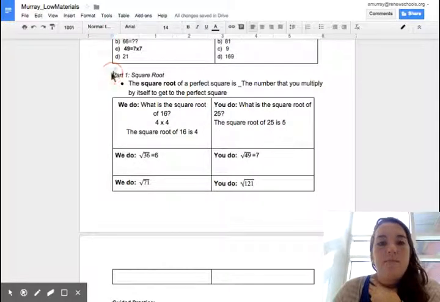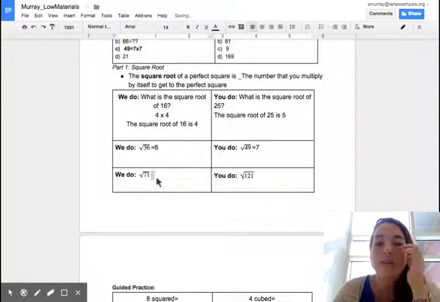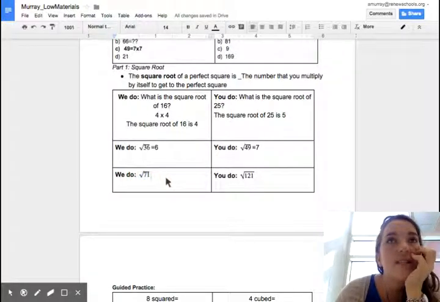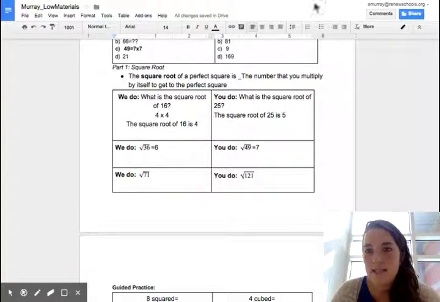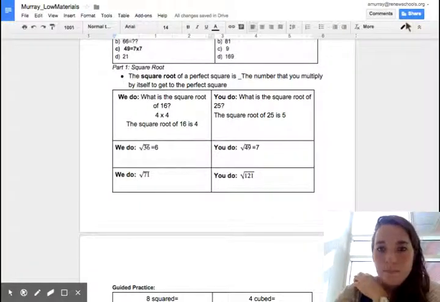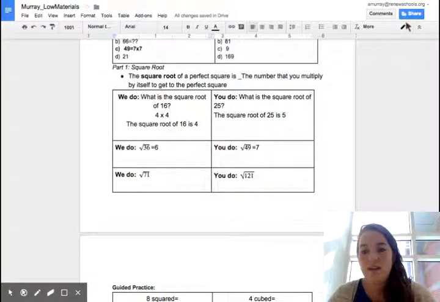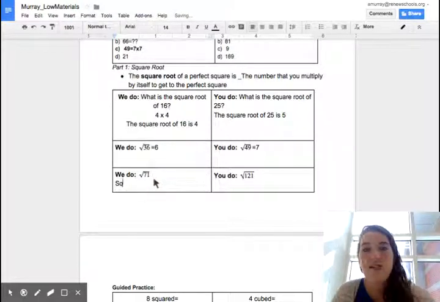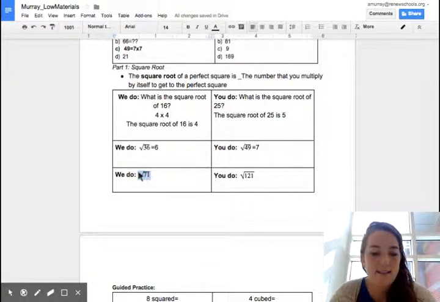We have 2 more problems for this video. For these 2 problems, is 71 a perfect square? No, it's not. So we don't know what number you can multiply by itself to get to 71. What you are going to do is use a calculator, or you can even use your computer, and all you have to do is press the square root button. It comes up with that sign and a parenthesis, and then you want to add a closed parenthesis.